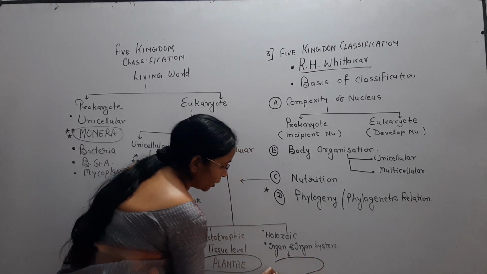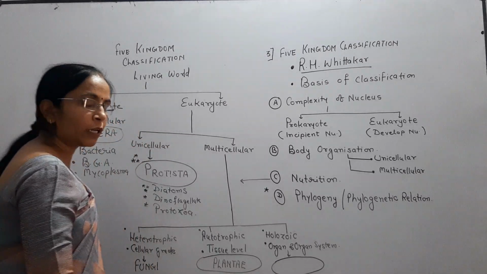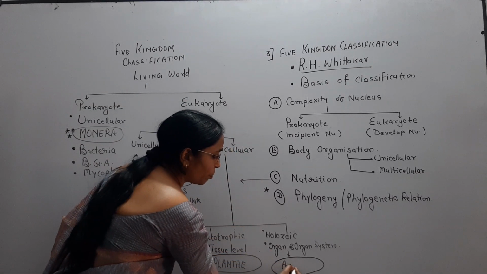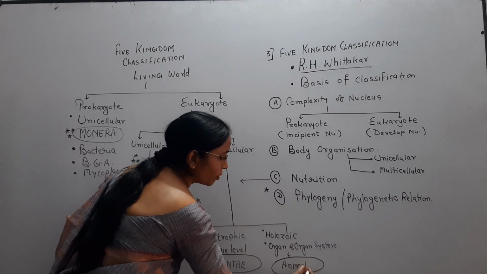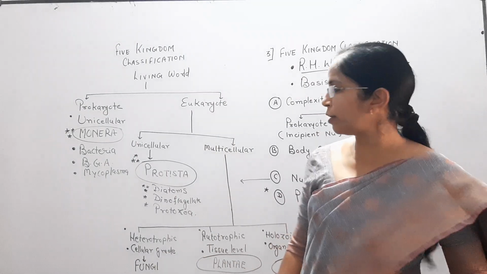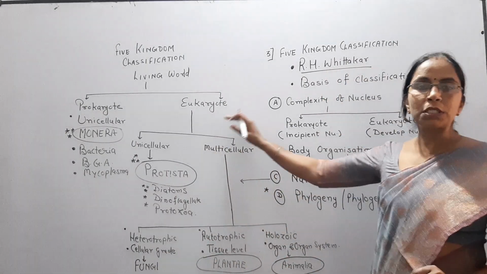And the holozoic nutrition with organ, organ system as well as cellular and tissue level grade of organization. Cellular grade you studied in Porifera. So all that part you study in animal classification. So this kingdom is Animalia. Okay, so these are the five kingdoms which were proposed by Whittaker.